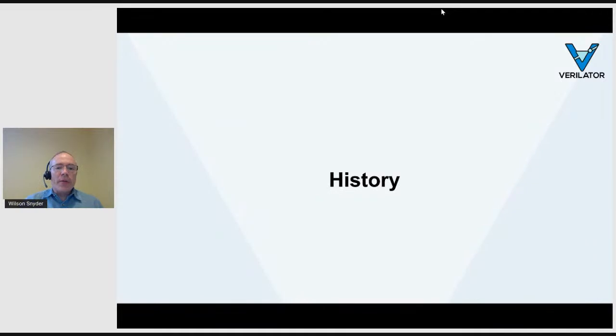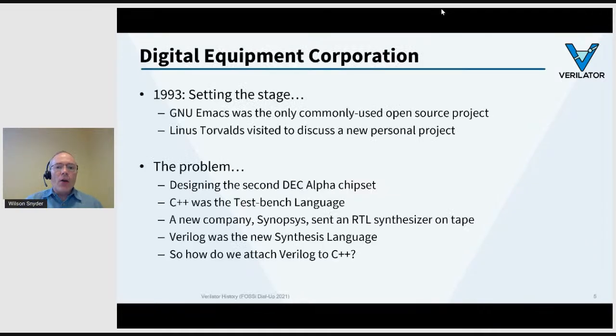So let's jump into some of the history. So how did it come to be? Well, basically, if we go way back to 1993, I happened to work at Digital Equipment Corporation at the time. And back in 1993, there was really only one open source program that I personally used and that most people used, and that was GNU Emacs, right? That was the editor that pretty much everyone liked to use. And that was basically it.